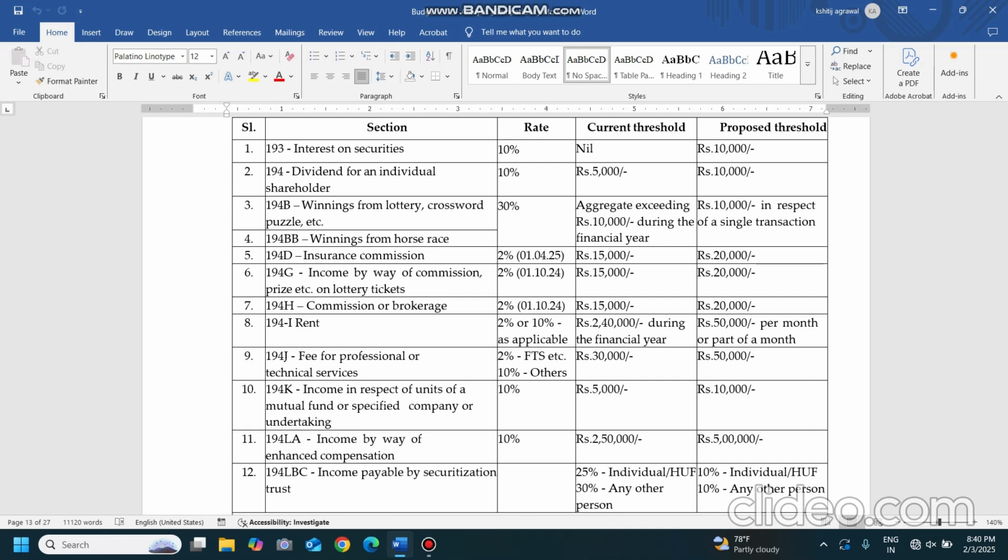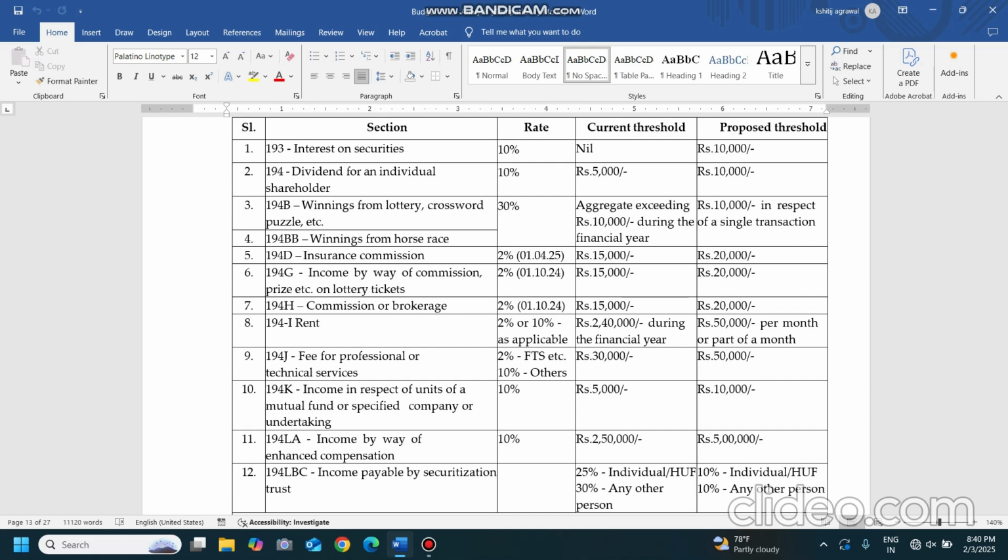Now coming to the next section, 194D, insurance commission. Then again income by way of commission, prizes on lottery tickets and commission or brokerage: 194D, 194G, 194H. Basically insurance and commission and brokerage related cases. In these three cases, the earlier limit was 15,000. Now they have proposed to increase the threshold to 20,000 rupees.